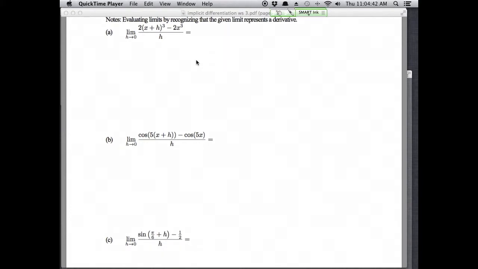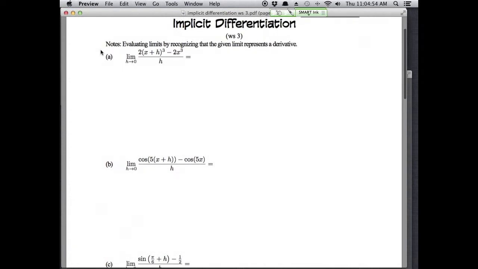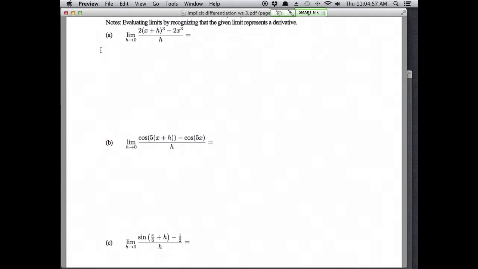All right, so I'm not going to give you anything new on implicit differentiation. You've already got everything. But there is another type of problem that might show up on the AP test, and that's what we're going to look at today. The directions say we are evaluating limits by recognizing that the given limit represents a derivative. That's what we're trying to do today. So A, B, and C are going to be examples we work together, and then the back side of this worksheet will be your assignment for today. Again, we are evaluating limits by recognizing that the given limit represents a derivative.